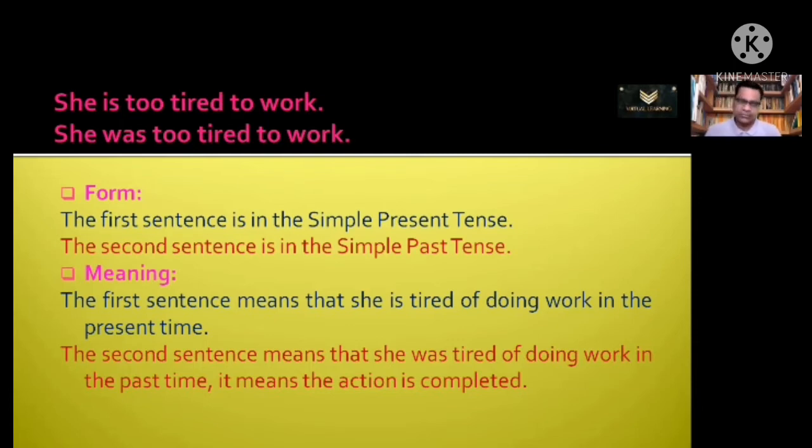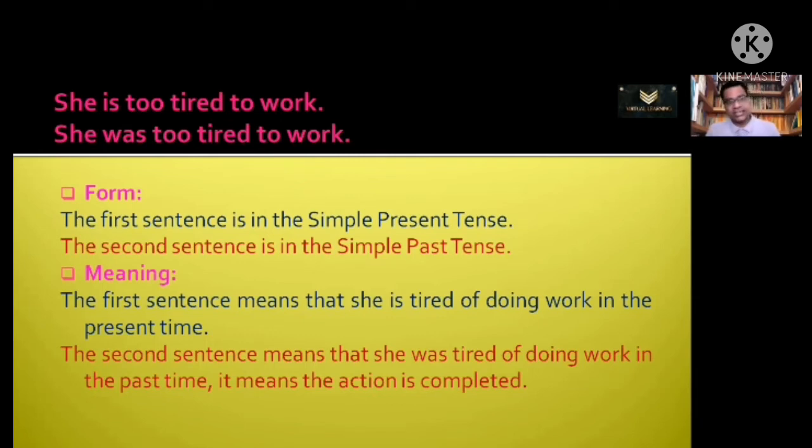is being changed. The first sentence means that she is tired of doing work now in the present time. When you say she is too tired to work, it means that she has been working for long consistently, and that's why she is too tired to work. She is so much tired to work. And that too in the present time, because is indicates the present time.